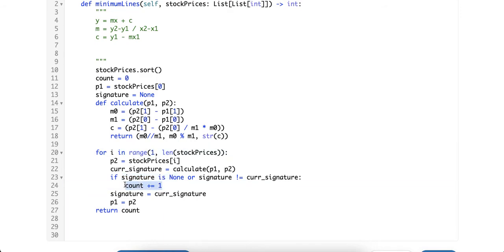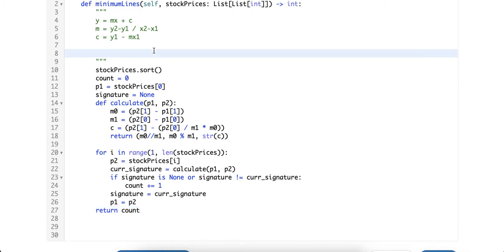If there is not yet any signature, it means it is the first, at index number 1, and we count up the number of lines that we need. Or, if the current signature is not the same as the previous signature, then we also count up the number of lines needed to draw the line chart. After that check, we prepare for the next iteration, meaning the current signature becomes the previous signature, and the current P2 becomes the P1, and so on. So that's basically the logic, and then finally, we return the result.